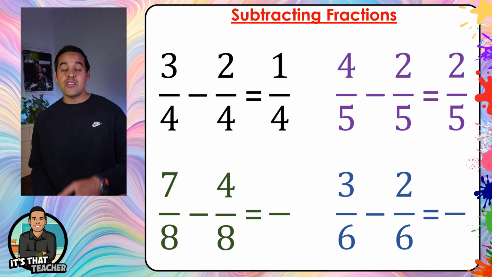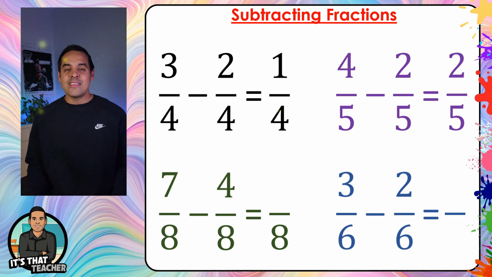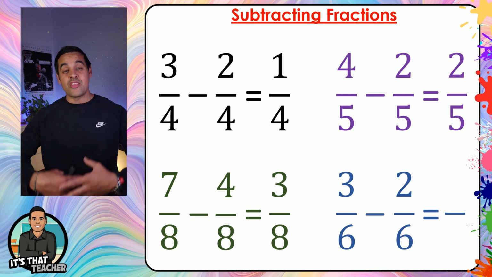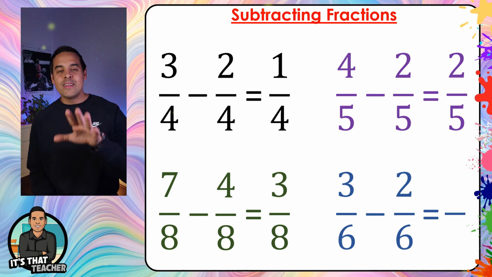Now, our third question here is 7 over 8 take away 4 over 8. Remember, you do not subtract your denominators. They stay exactly the same. The only numbers that you subtract are your numerators here. So 7 take away 4 is going to be 3. Now, if you're having a little bit of trouble subtracting, I highly recommend going and checking out some of the subtraction videos on this channel. I cover a wide range of things that are sure to help you learn subtraction.